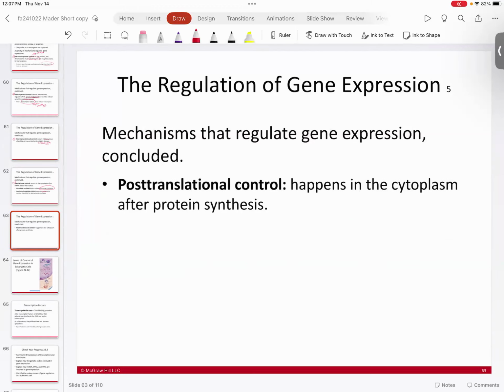We also have post-translational control. Post-translational control is once you've made the protein. So basically, you've made the protein. Now we modify it. So for instance, an example would be a glycoprotein.